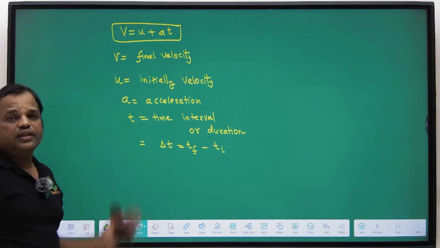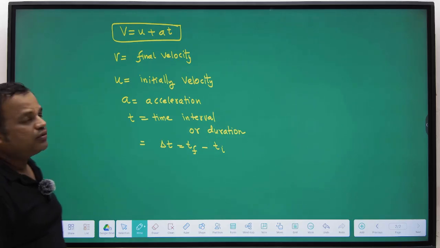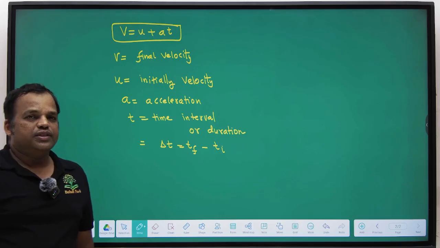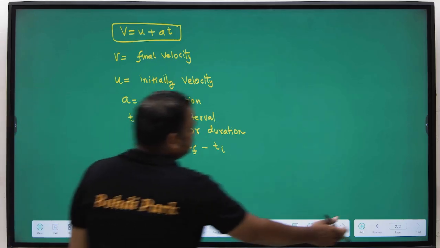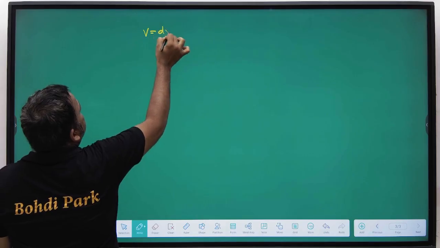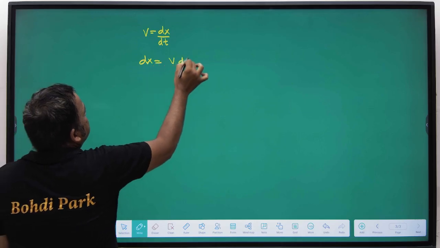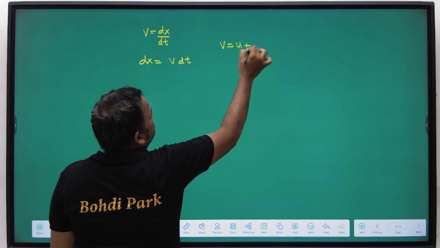So we have done some questions also in the previous lecture. Now we are going into the next equation of motion, which will give us displacement. So we know that v is equal to dx by dt. So dx is equal to v dt, and we know that v is equal to u plus at.